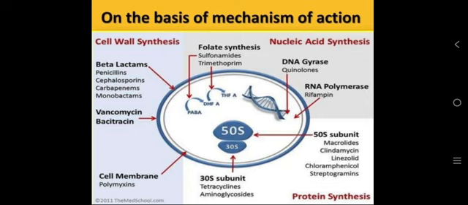Examples for beta-lactamase inhibitors are penicillin, cephalosporin, carbapenems, monobactams, etc. Examples for cell membrane synthesis inhibitors are polymyxins. Examples for 30S subunit synthesis inhibitors are tetracycline, aminoglycosides, etc. Examples for DNA gyrase inhibitors are quinolones. Examples for RNA polymerase inhibitors are rifampin. And examples for folate synthesis inhibitors are sulfonamides and trimethoprim.